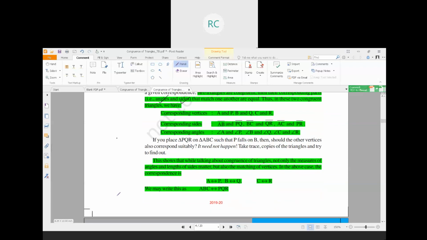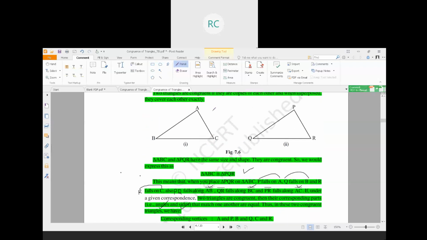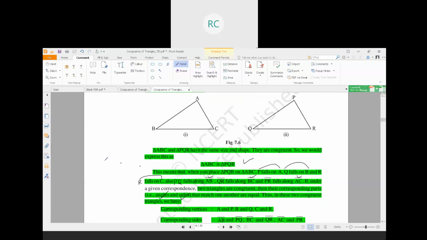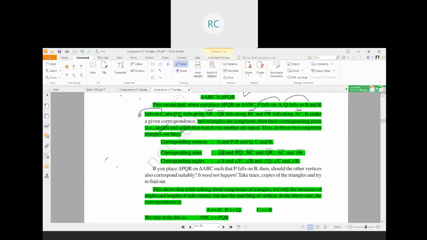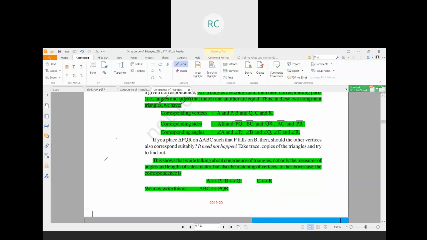So, we can say that while talking about congruence of triangle, not only the measures of the angles and length of the sides matter, but also the matching of vertices matter. It means I can't say here that ABC is congruent to RQP. No, I can't say that. If I say ABC, I have to read PQR. Alright? Because these are the corresponding vertices and angles and sides. So it is very important to understand how the triangles are corresponding to each other.